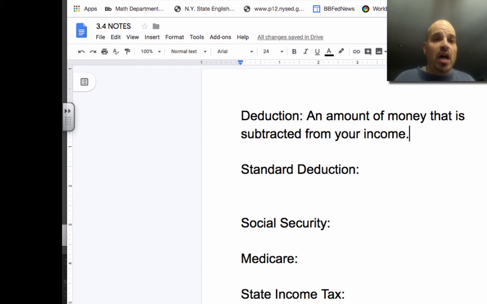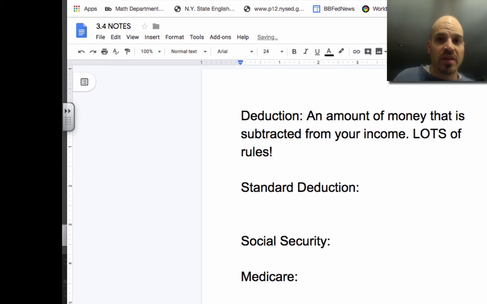Now, there are a lot of rules around deductions, lots of rules of what you can deduct and what you can't deduct and all this kind of stuff. Typically, when you work for an employer, you don't have many deductions.